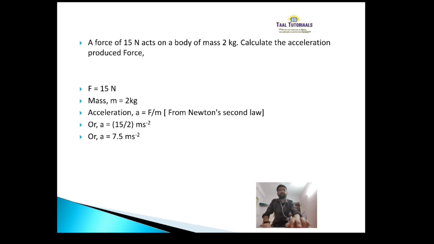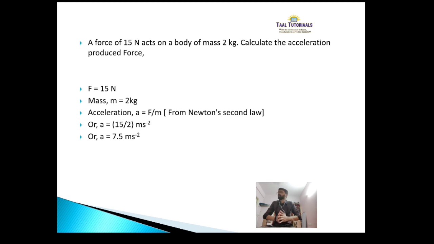For the first numerical, I have chosen a very simple one: a force of 15 Newton acts on a body of mass 2 kg. Calculate the acceleration produced by the force. The basic concept of doing numericals is that first we should notice what information we can gather from the question. In the first question, force is equal to 15 Newton and mass is given as 2 kg.